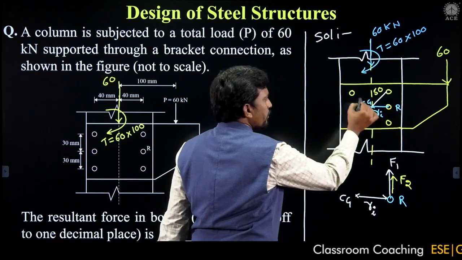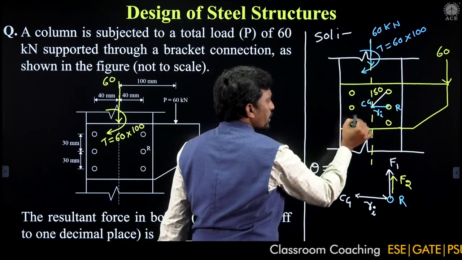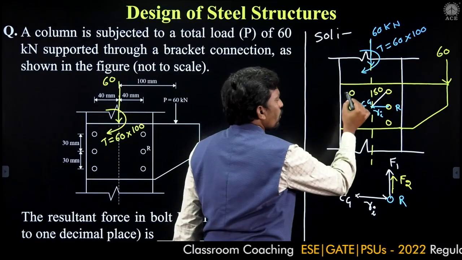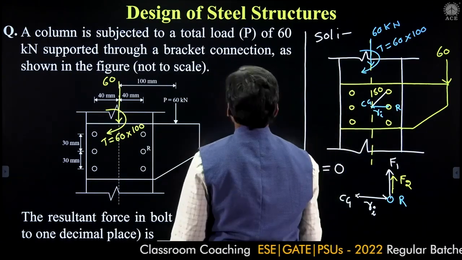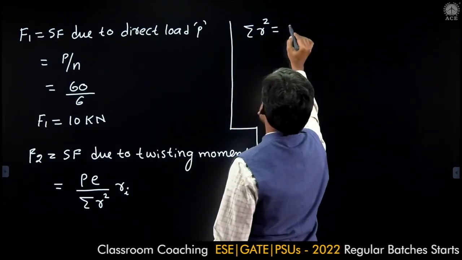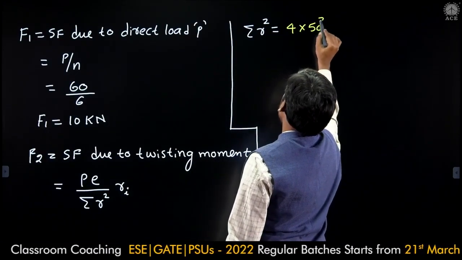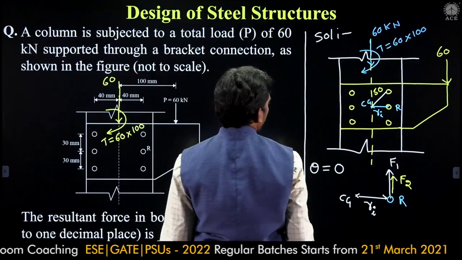From center of gravity to this bolt 50. From here to here 50. Here to here 50. How many 50 radial distances are there? 4, right? Okay. Then here 4 into 50 square.